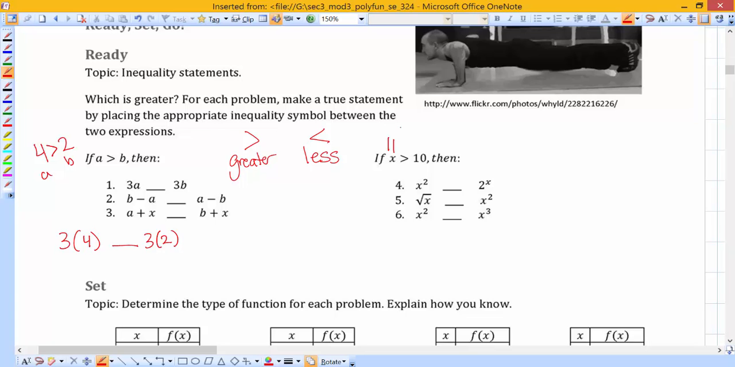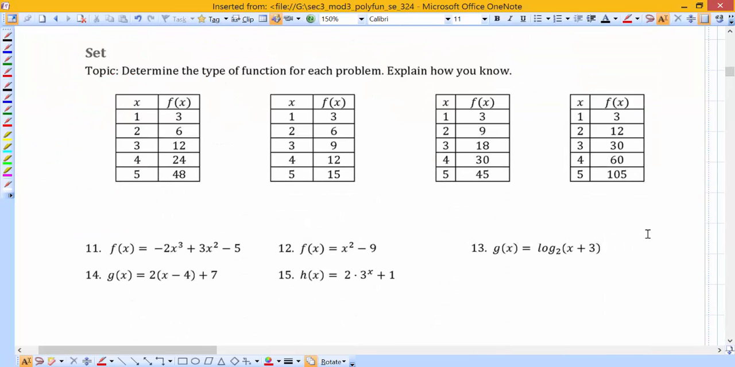Then you can go through and just use your knowledge. You don't need to actually plug into a calculator for this. For example, number 5: the square root of 11 is blank to 11 squared. You should know the answer to that without using a calculator. But if you're not sure, go ahead and use a calculator. But when we get into 3.2, I will expect you to know which one is greater without using a calculator. All right, so that takes care of the ready.